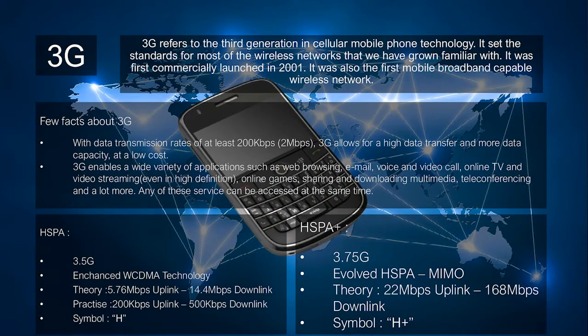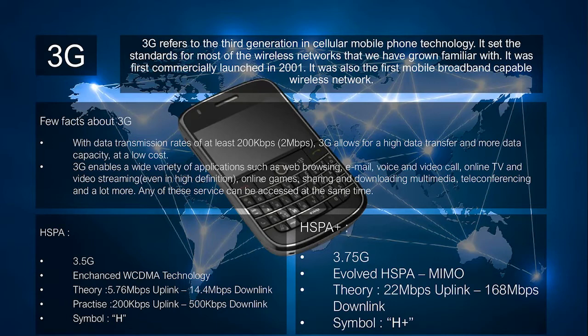3G refers to the third generation of cellular mobile phone technology. It set the standard for most of the wireless networks that we have grown familiar with. It was first commercially launched in 2001. It was also the first mobile broadband capable wireless network. So, what are a few facts about 3G? With a data transmission rate of at least 200 kbps or 2 megabits per second, 3G allows for high data transfer and more data capacity at a low cost.